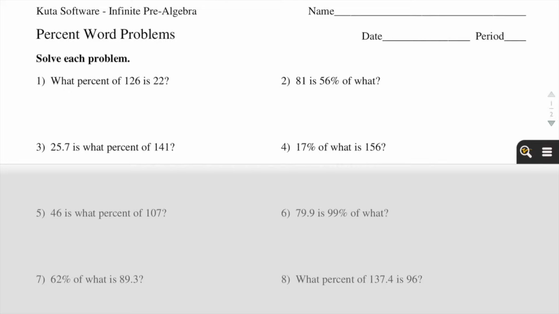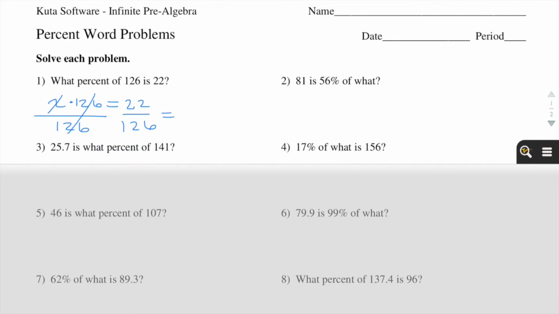So let's start with number 1. It says what percent. So immediately when we see what percent, we're going to put an X. What percent of, in math, of is times. So we're going to do times 126, is in math is equal, 22. So then what we're going to do is just solve for x. So to get x by itself, we have to divide by 126 on both sides.